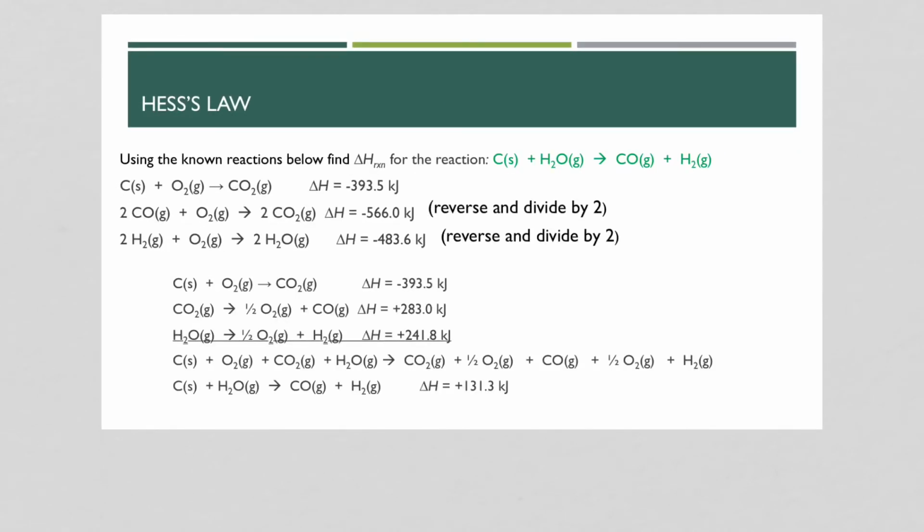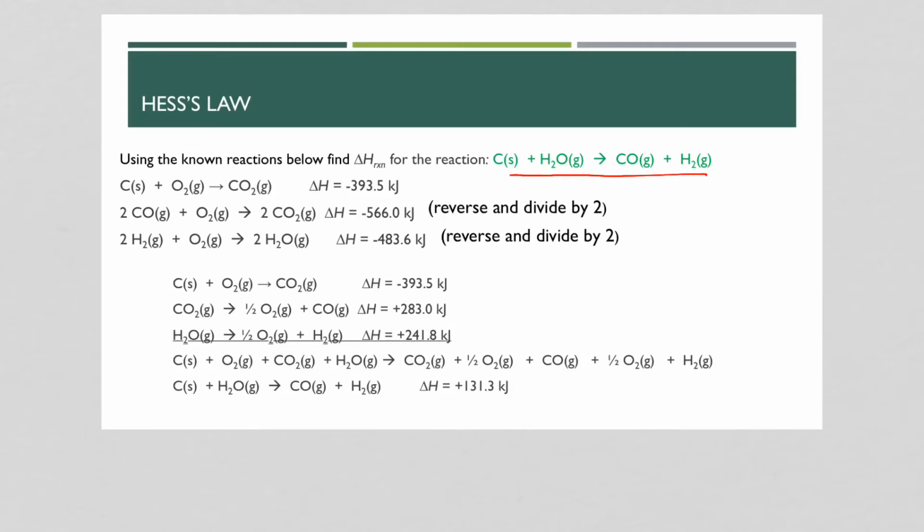Okay, so let's look at these. So this becomes like a puzzle sometimes. And when you see these problems, that's really kind of what it is. We need to take these equations and manipulate them in such a way that it gives us this overall equation. So one way to approach this is to look at what you need to make and what you need to form. So, for example, I need to form 1 mole of CO.